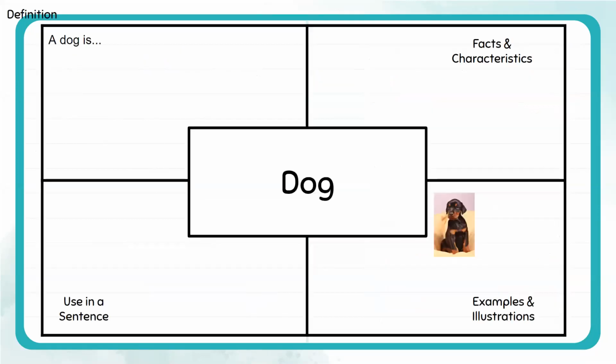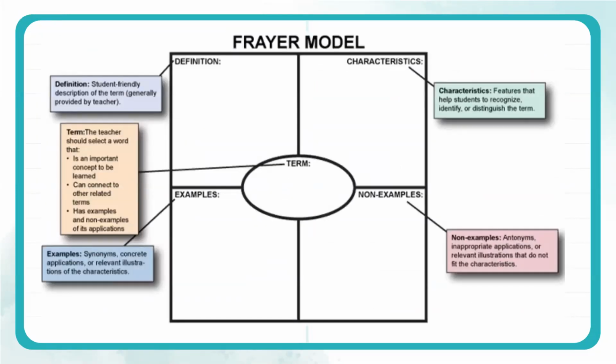Here's a primary example of just something simple that you could have students write. A dog is blank. These are facts. This is what it looks like in a sentence. These are examples. When we get to students in the upper grades, there is the Frayer model.